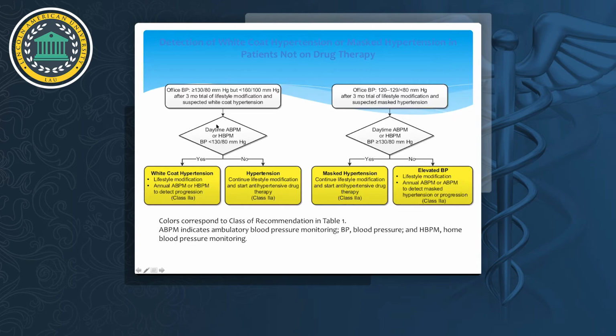If the 24 hours ambulatory blood pressure monitoring shows average reading of less than 130/80, then we know that this is a white coat hypertension. We advise lifestyle modification and then annual BP monitoring and home BP monitoring to detect the progression. And if the blood pressure is more than 130/80 on the ambulatory blood pressure monitoring, lifestyle modification is number one. We advise lifestyle modification and start antihypertensive drug therapy if indicated.